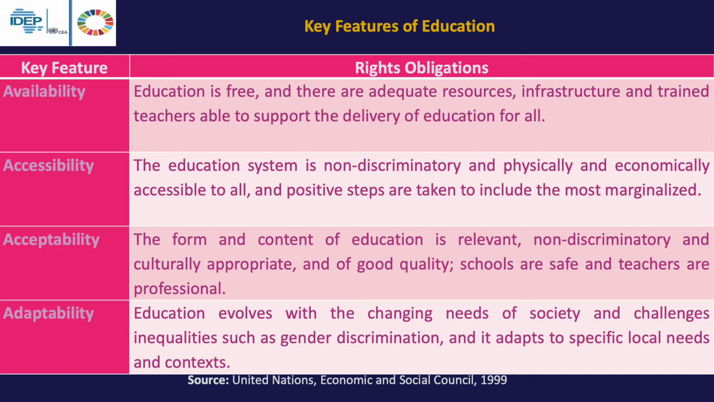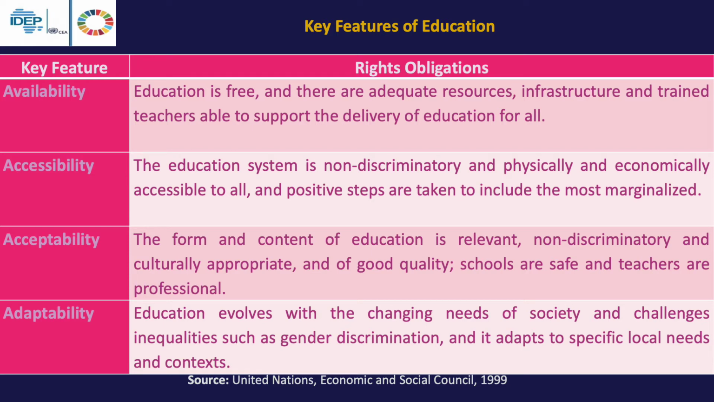When we look at the feature on accessibility, the rights and obligations are looking at the education system as non-discriminatory and physically and economically accessible to all. And positive steps are being taken to include the most marginalized citizens. For the feature on acceptability, the form and content of education is relevant, non-discriminatory, culturally appropriate and of good quality. Schools are safe and teachers are professional. Very important rights and obligations.